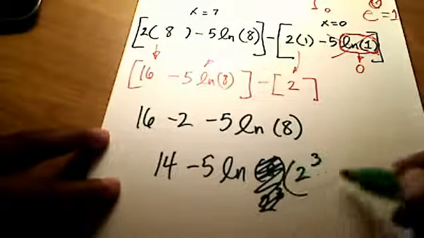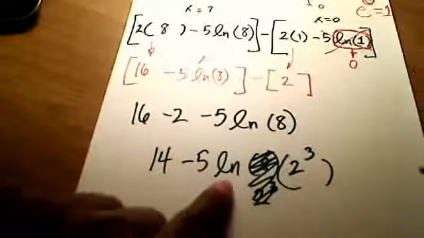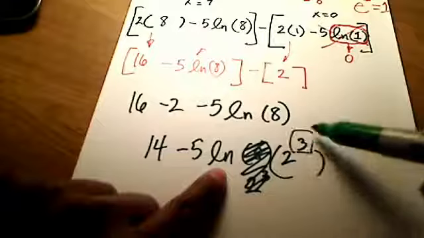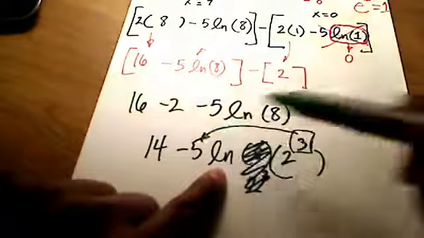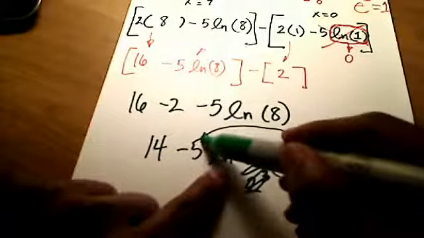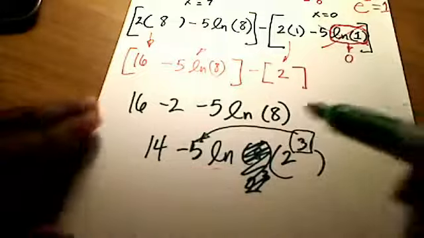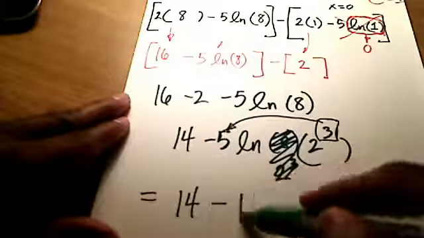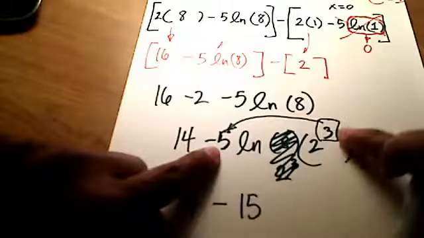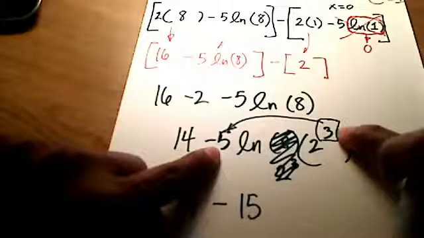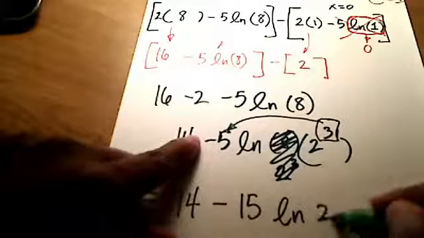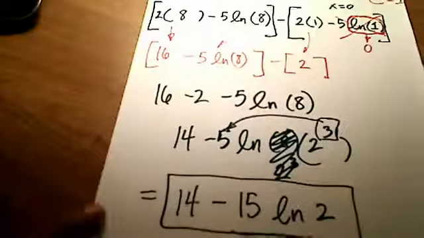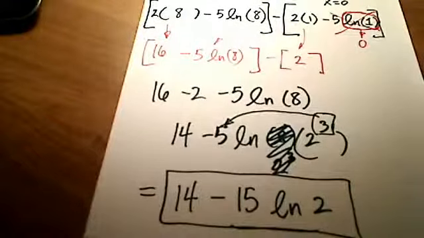But do you remember your rules for natural logs, or for any type of log? When you have an exponent here, you can kick that out front and multiply, in this case, times that 5 there. So my final answer is going to be 14 minus 15, and again 15 is coming from this 5 times 3, times the natural log of 2. There you go. That's my final answer for that problem. Isn't that pretty cool? Oh, I love this stuff.